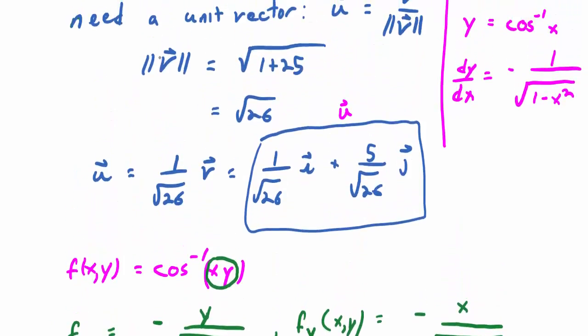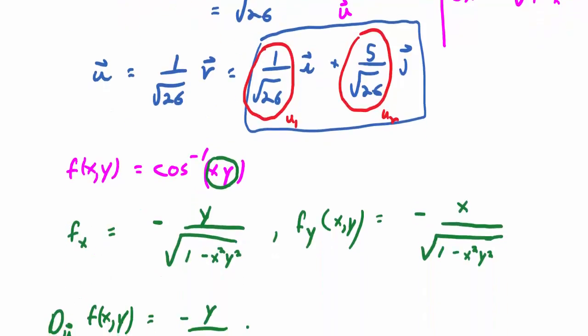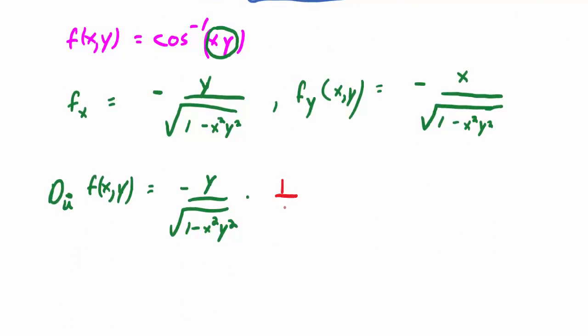What's u1 here? 1 over root 26. That's u1. And u2 is 5 over root 26. Okay, so that becomes times 1 over root 26 here. Is that what it was?